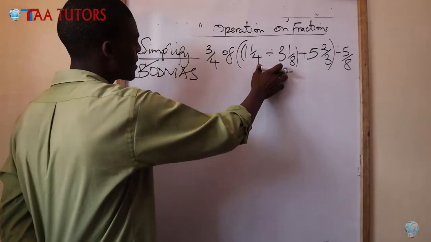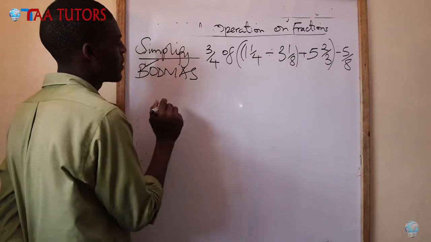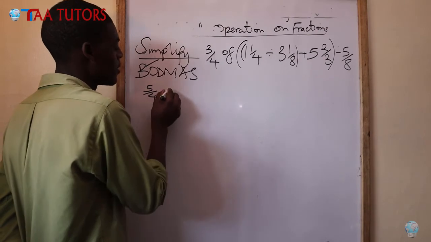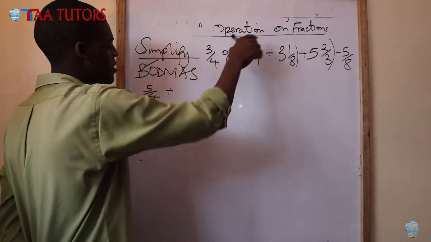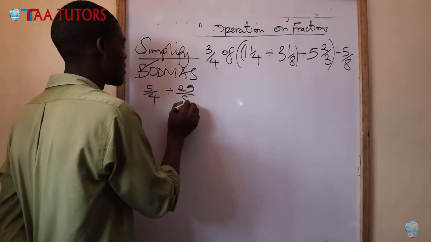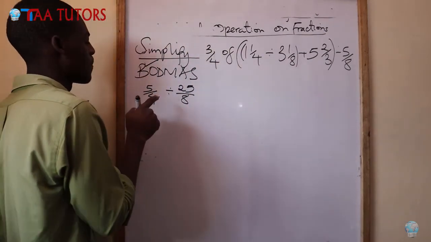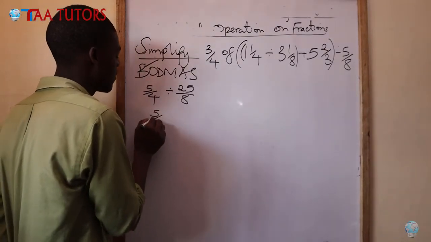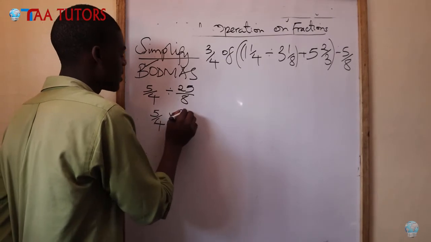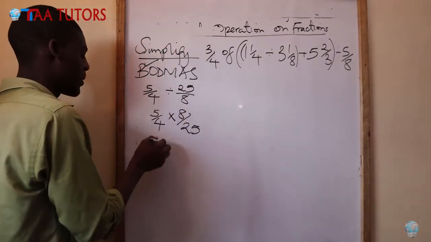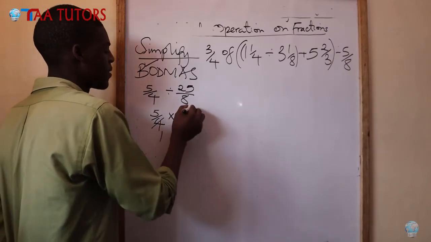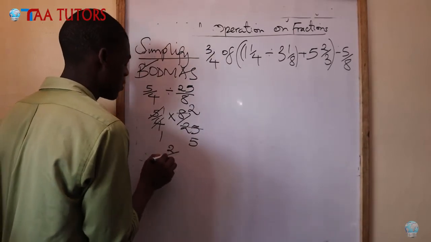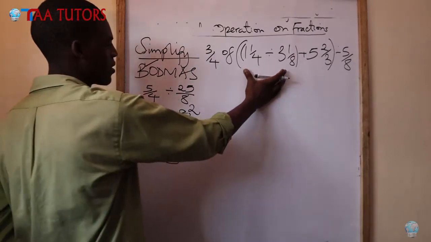We rewrite as improper fraction, whatever we are given there. We have 1 1/4, that will be 5 over 4, divided by, that is 25 over 8. So in this division, we will multiply the dividend by the reciprocal of the divisor. So we will have 5 over 4 times 8 over 25. We simplify where possible. 4 there once, 4 there twice, then 5 there once, 5 there 5 times. So we have 2 over 5. This is the first operation in the bracket.